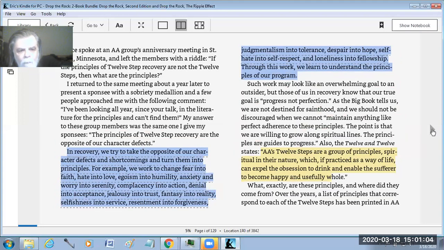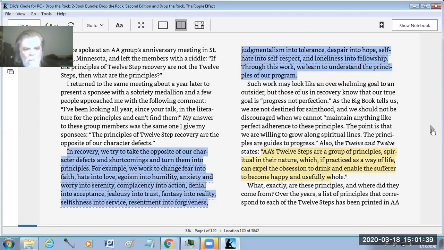Bill's thoughts on principles versus character defects. I once spoke at an AA group's anniversary meeting in St. Paul, Minnesota, and left the members with a riddle. If the principles of 12-step recovery are not the 12 steps, then what are the principles? I returned to the same meeting about a year later to present a sponsee with a sobriety medallion, and a few people approached me with the following comment. I've been looking all year since your talk in the literature for the principles and can't find them.